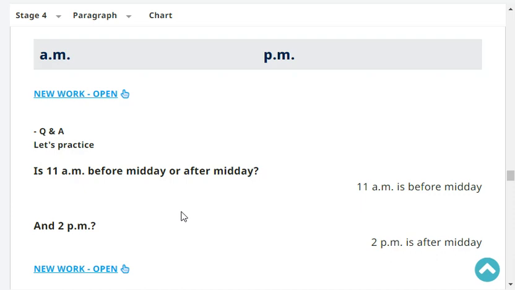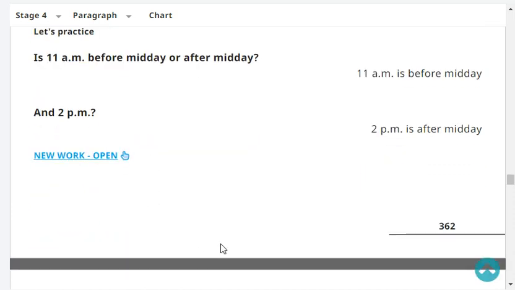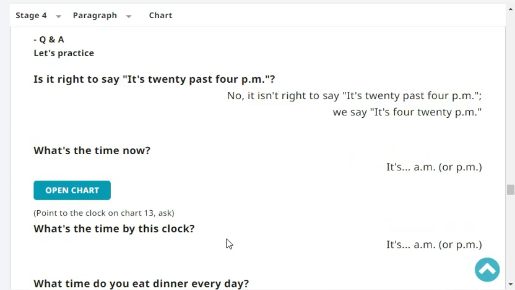Very good. Is 11 a.m. before midday or after midday? 11 a.m. is before midday, and 2 p.m. is after midday.